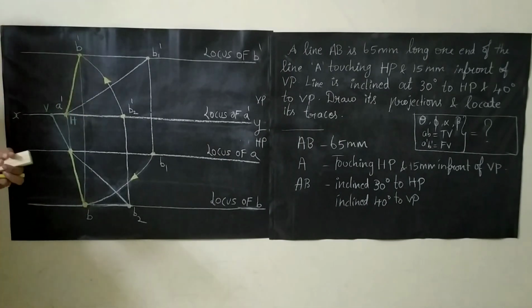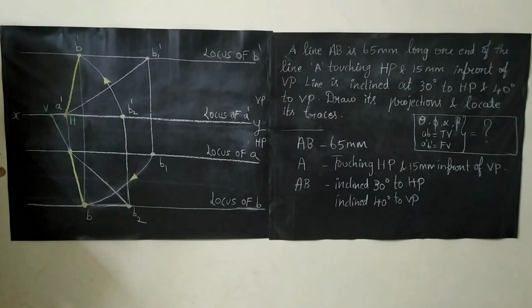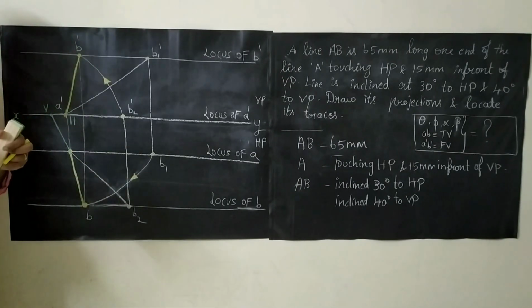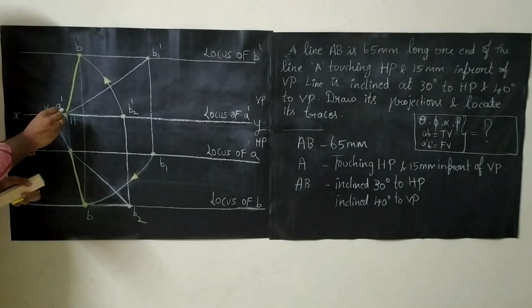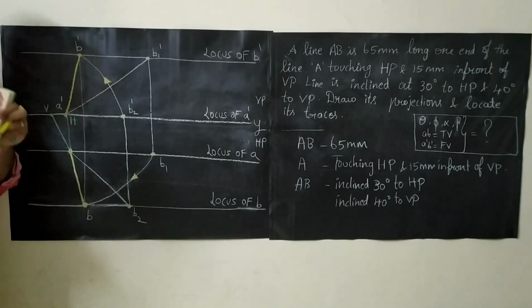Now we are going to draw the traces. For drawing traces, this is the same procedure for all the problems. The first step is you need to extend your front view. Front view is A dash B dash, right? Extend your front view till the reference line.